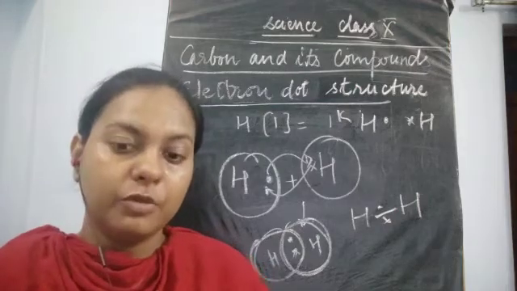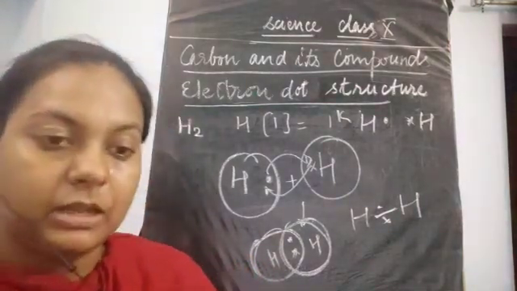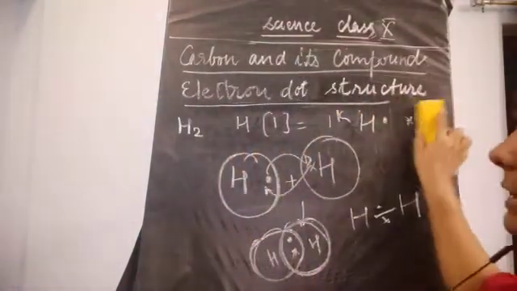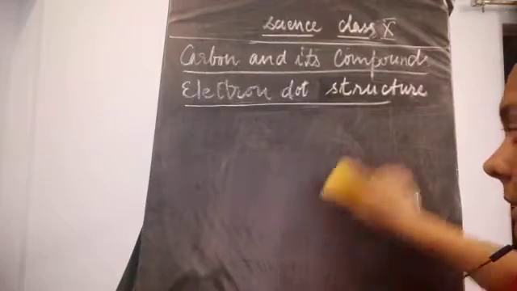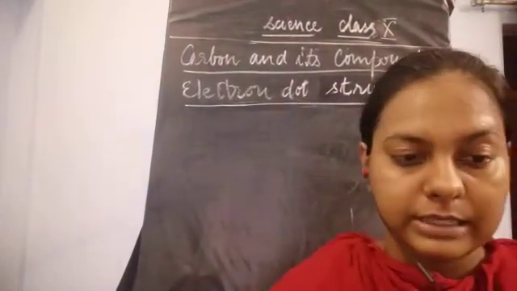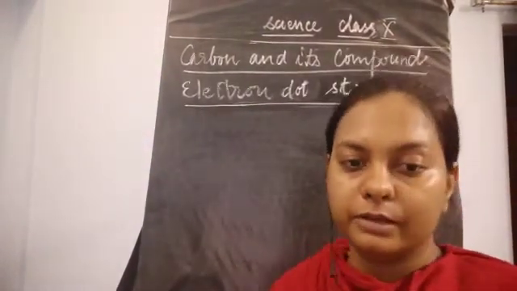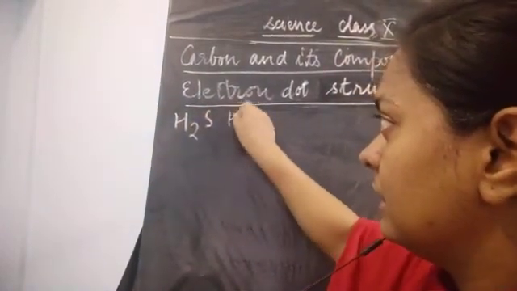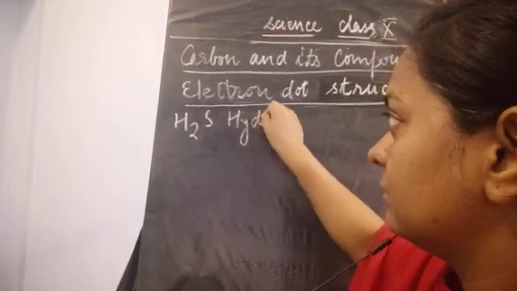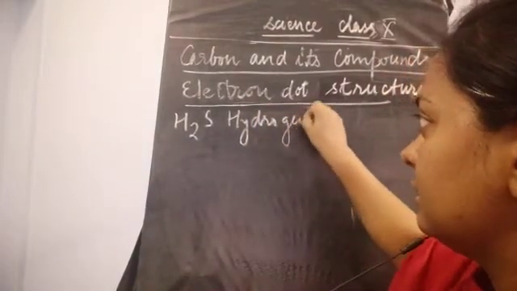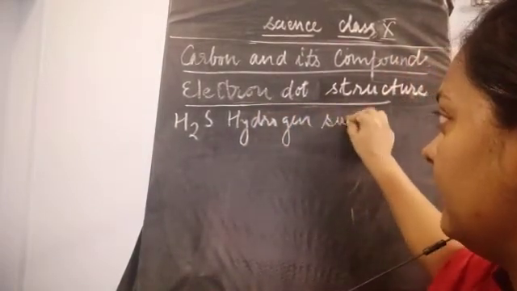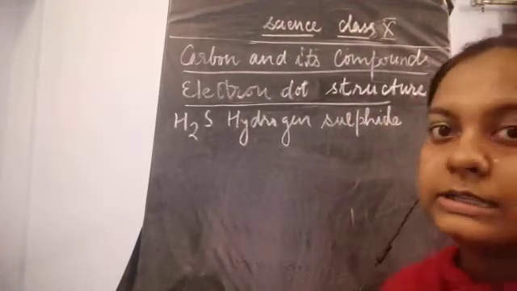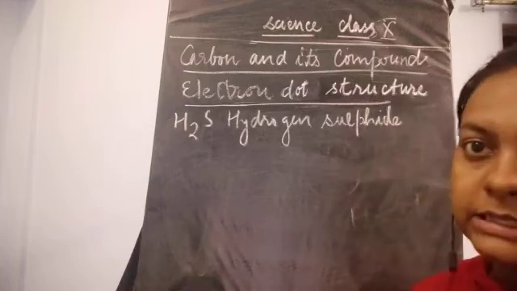Okay, now I move on to the next, one more molecule we'll form, and we'll see how the next molecule is being formed. So I'll just take up the next example of H2S. H2S means this is hydrogen sulfide.